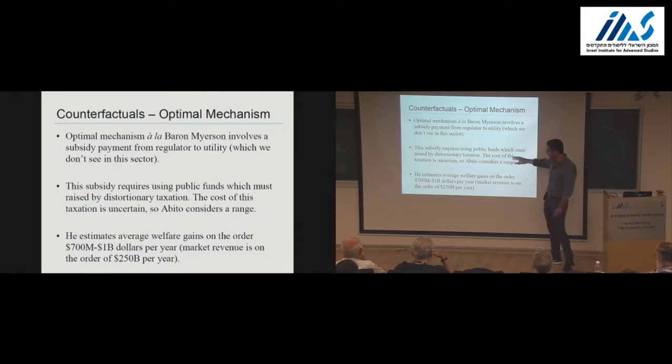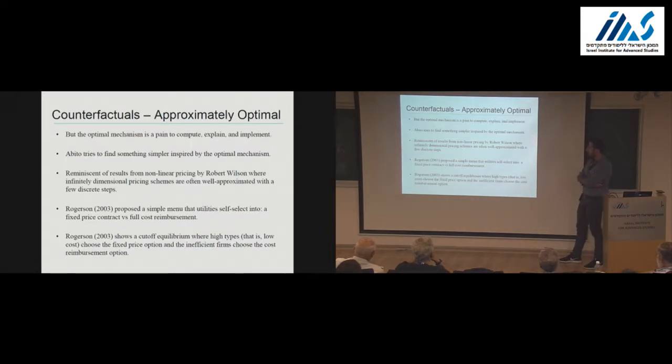He finds in that optimal mechanism he gets average welfare gains on the order of about $1 billion per year, which is a lot. Okay, this is a huge market. It's not a huge fraction of the market. Okay, but it is nothing to sneeze at. Okay, but that optimal mechanism is a pain to compute, to explain, to implement. He's going to try to find something similar.